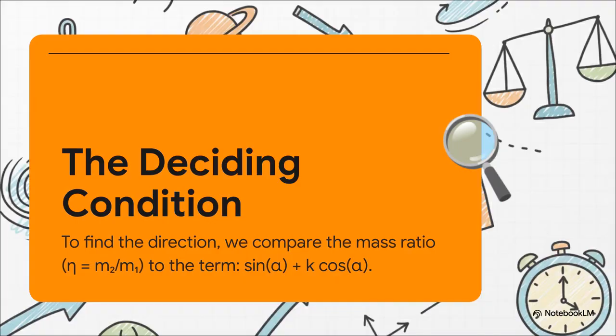So how do we actually compare these two sides? Well, the force from mass 2 is just its weight, m2g. The maximum resisting force from mass 1 is that downward gravity component, m1g sine alpha, plus the maximum static friction, which is k times m1g cosine alpha. Now, to see who wins, we just compare m2g to that whole expression. And to make life even easier, we can divide everything by m1g. This boils it down to a really neat comparison. We just need to see if our mass ratio, eta, is bigger than sine alpha plus k cosine alpha.